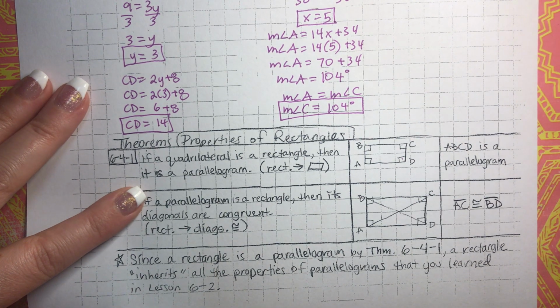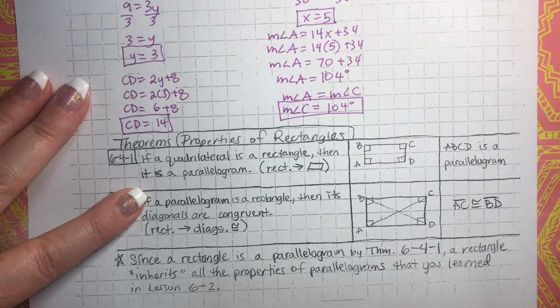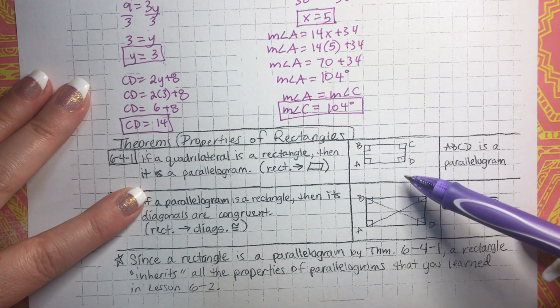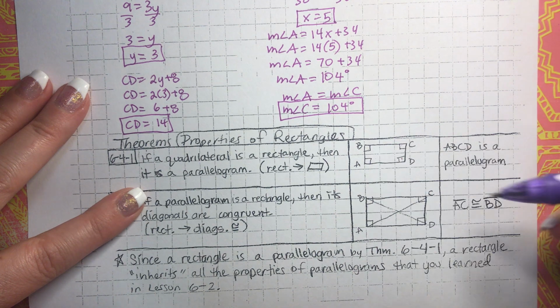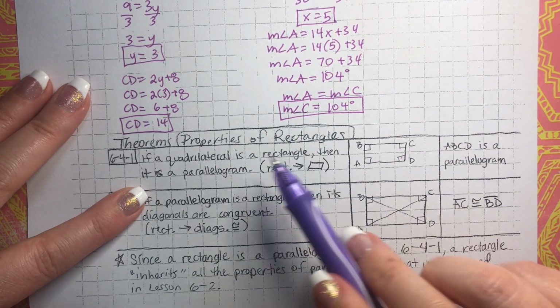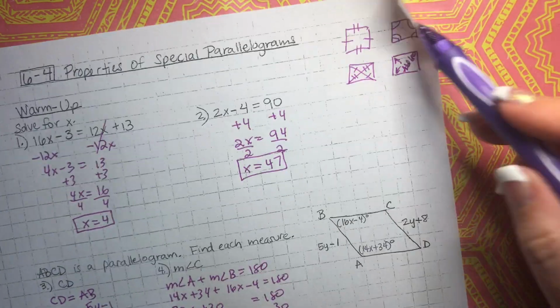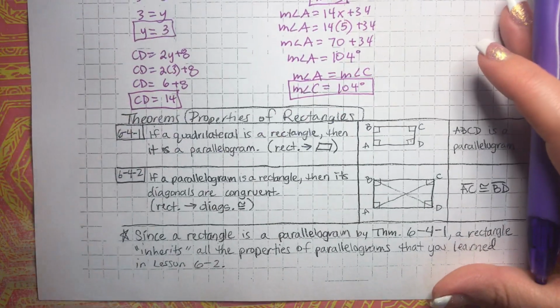So that means all of the other things are true about a rectangle, like opposite sides are congruent. The diagonals bisect each other. Obviously, the opposite angles are congruent because this is 90 and 90 and that's 90 and 90. And the consecutive angles are supplementary, which is 90 and 90, which is 180. So if a quadrilateral is a rectangle, then it is a parallelogram, which opens the door to all of these lovely theorems that we just talked about. Okay, what's the second one?